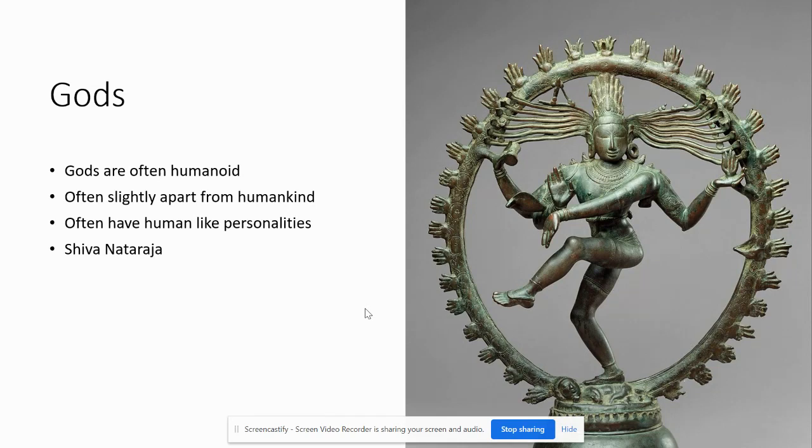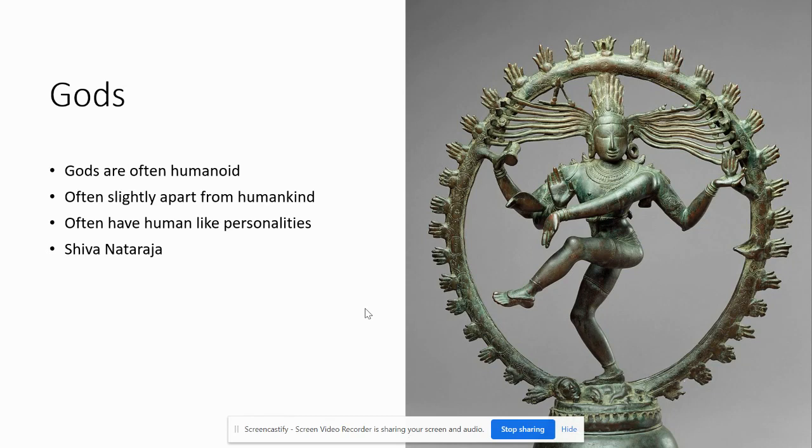Now, the first one I mentioned was gods. Now, gods are often represented as humanoid in different cultures. They're often slightly apart from humankind in that they have different characteristics, meaning sometimes they are idealized humans. That's what we're going to see with the ancient Greeks. And sometimes they have extra limbs, or they are blue, or they are also part animal.